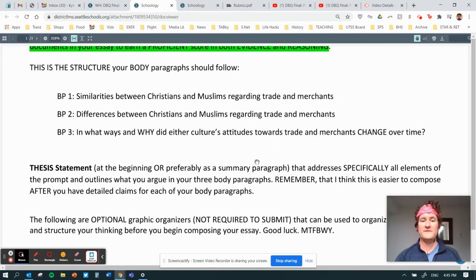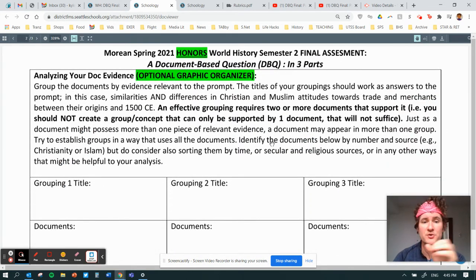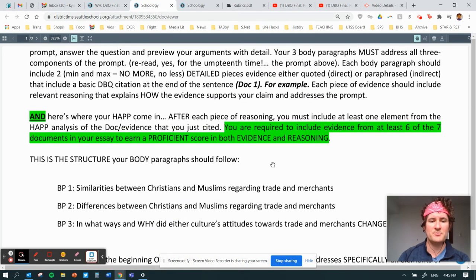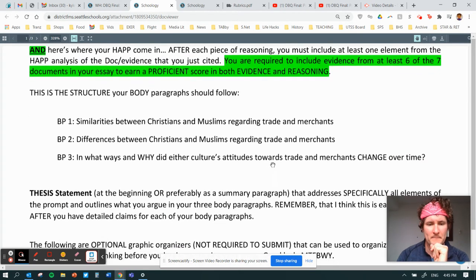Now, if you think there are different groups or buckets, so to speak, you can use this optional graphic organizer to create your own 3 groupings. We did not do a lot of practice with bucketing and grouping of evidence this year, so this is totally up to you. I think this breakdown of body paragraphs in structure is great, it's fine.